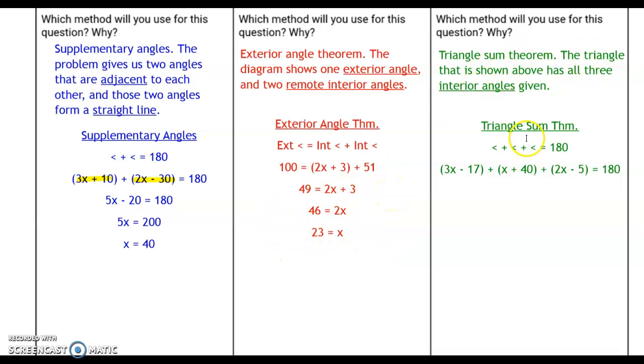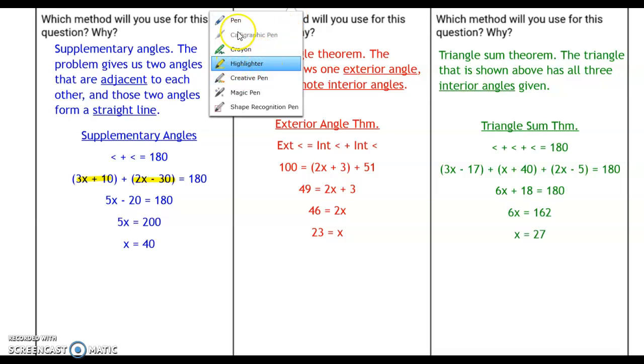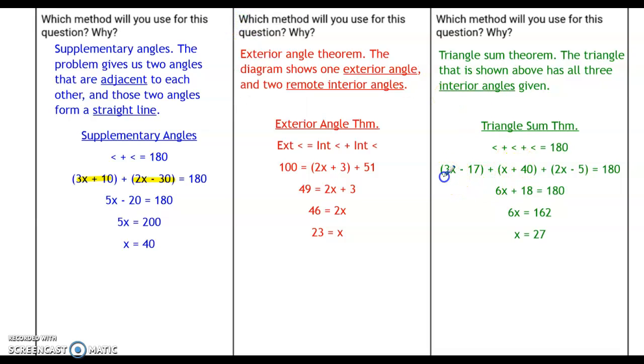Last but not least, that triangle sum theorem. Go ahead and try and see if you can combine all of those like terms and get the value of x. All right, sometimes in questions like this, I like to use the underlines method to keep track of all my like terms, right? I have 3x and x, that's a 4x, plus another 2x, that's 6x. And then this negative 17 combines with a positive 40 and a negative 5 to give me positive 18. Subtracting 18 from both sides and then dividing by 6 is going to give me the answer of x equals 27.